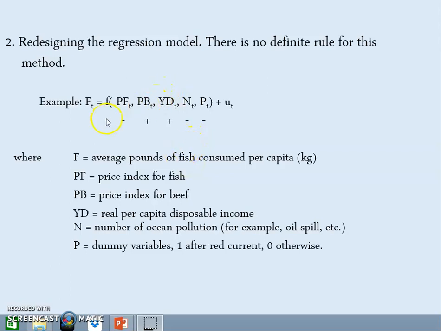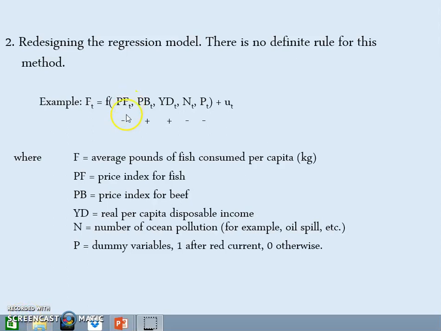in kilograms. Okay, and then basically this is the consumption, and it's a function of the price of fish and other goods' price, which is the beef, and this is the disposable income, and we have the number of ocean pollution, and this is a dummy variable.